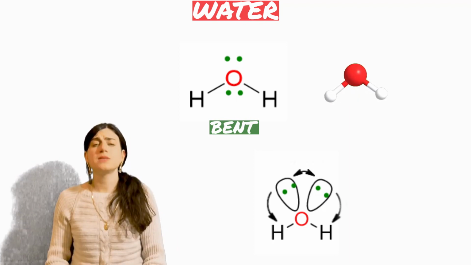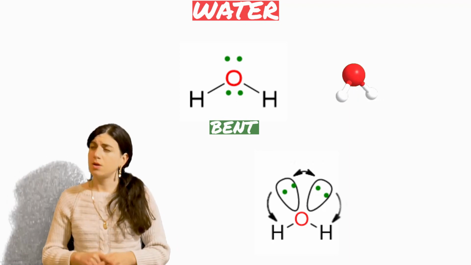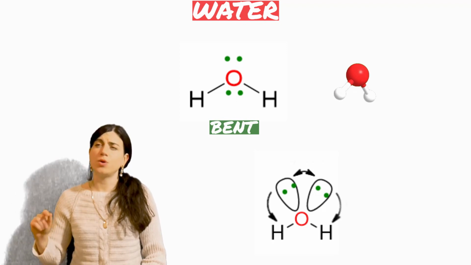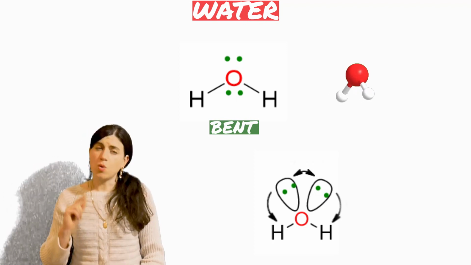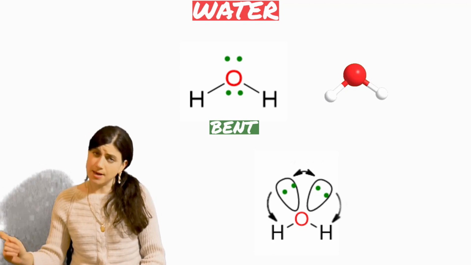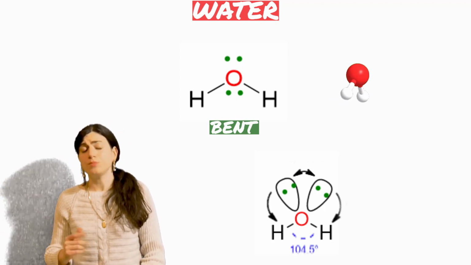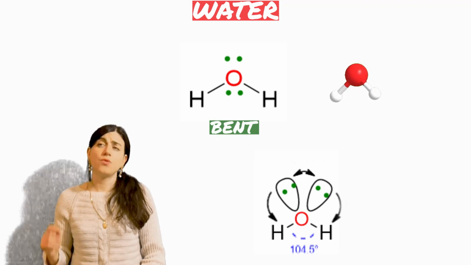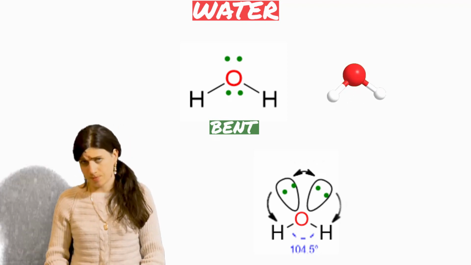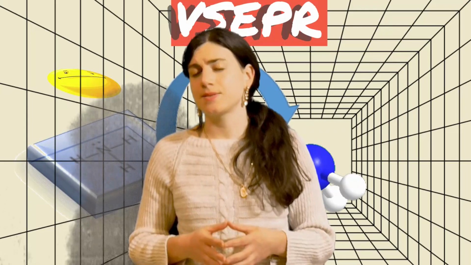And so this means that the angle for water won't be 109.5 degrees, won't be 107 degrees as for ammonia, but it will be even less than that. In the case of water, it will be 104.5 degrees. So let's see the last case.